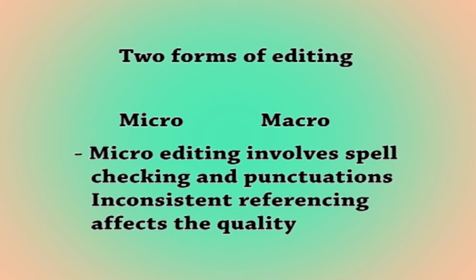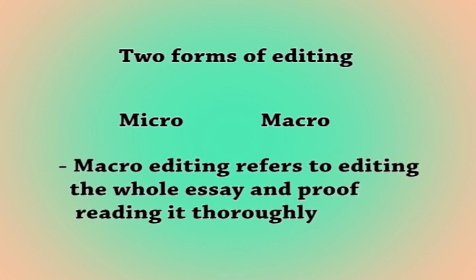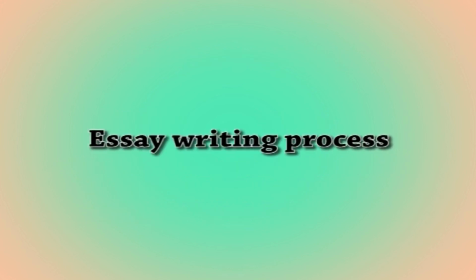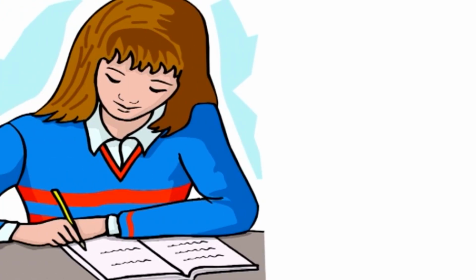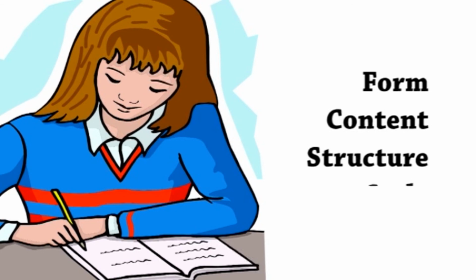There are two forms of editing, such as micro and macro editing. Micro editing involves spell checking and punctuation. Inconsistent referring affects the quality, and macro editing refers to editing the whole essay and then proofreading it thoroughly. Now, let us look into the features of an essay. There are main features of an essay such as form, content, structure and style.